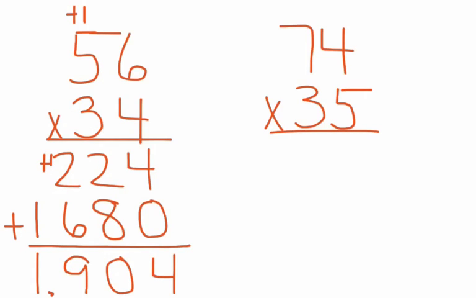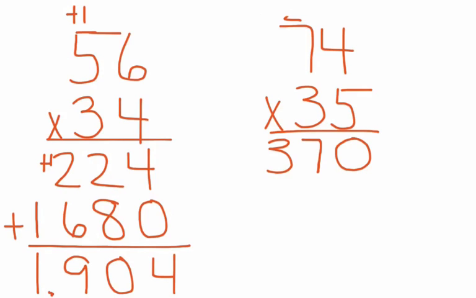Here we go. 74 times 35. So 5 times 4 is what? Go ahead and write it down. 20. Carry your 2. 5 times 7 is 35. Plus the 2 is what, class? 37. I'm trying to give you time to write these answers down before I do, because this is good practice for you, okay? Now we're going to erase that carry.